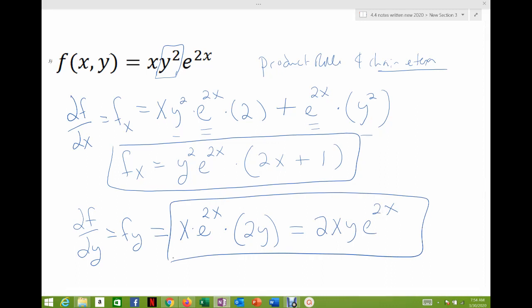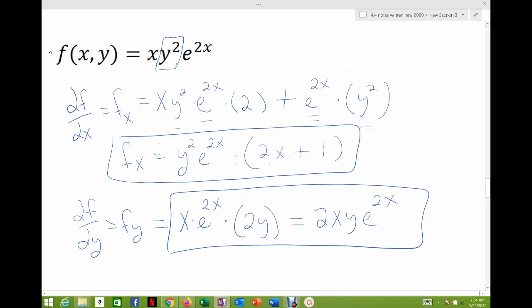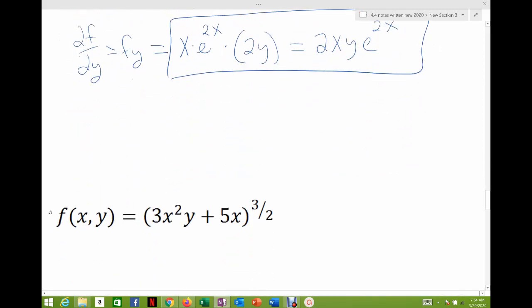So y is much easier. I didn't have to use any special rules with y. It was just the derivative of y squared. All I had to remember is that x behaved like a constant. E to the 2x also behaved like a constant. And so they're just constant multipliers that come along. Alright, the next one.